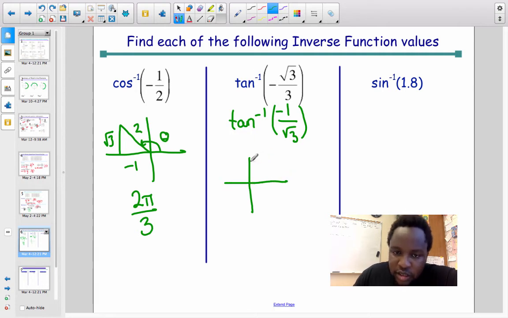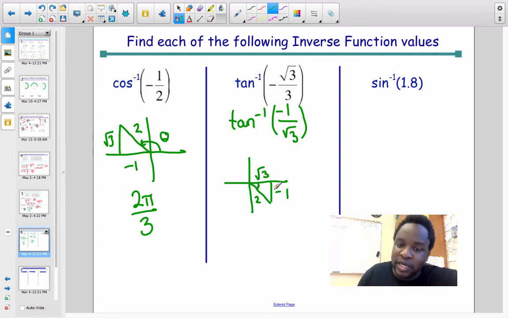so for tangent, the restricted domain is here. So that means it's going to be negative down here. The opposite side will be negative 1. The adjacent side would be square root 3. And the hypotenuse would be 2. So what is this theta? It's across from the 1, which is the pi over 6, but it's going down, so it's negative. So it ends up being negative pi over 6.